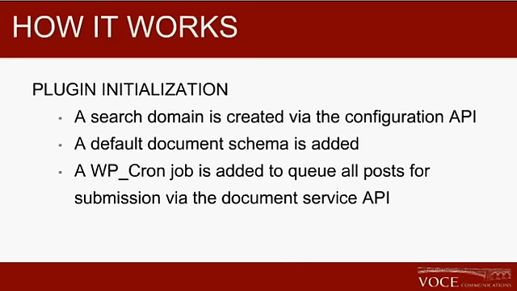Also, a default document schema gets added. What we're doing there is mapping the WordPress schema to a document schema that Cloudsearch can use to index documents that we send to it. And then on plugin initialization, we also add a WP cron job, which works across server types, so it doesn't rely on the server. It gets added to queue all posts and pages that you have on your site for submission to the document service API. That starts off the indexing process: it takes all the existing content in your blog or site and sends it to Cloudsearch to begin being indexed.